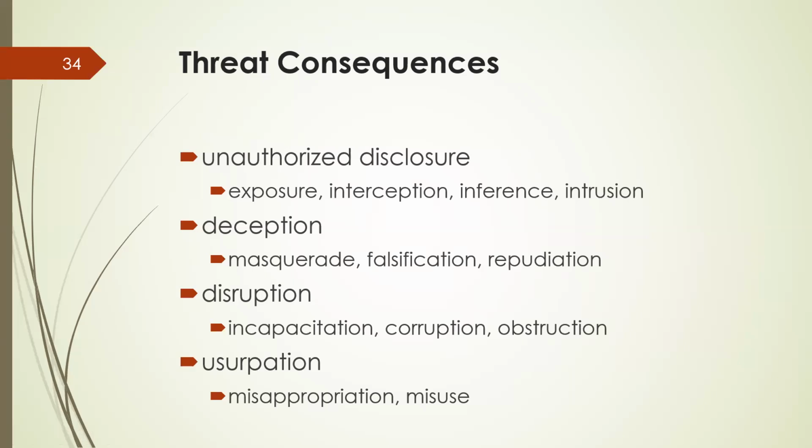The first one, unauthorized disclosure, is confidentiality that you're breaking. Exposure to wrong people, interception, interference, intrusion. And that is when you see, for confidentiality, that is when intrusion detection comes in. Forensics come in to look at the integrity.